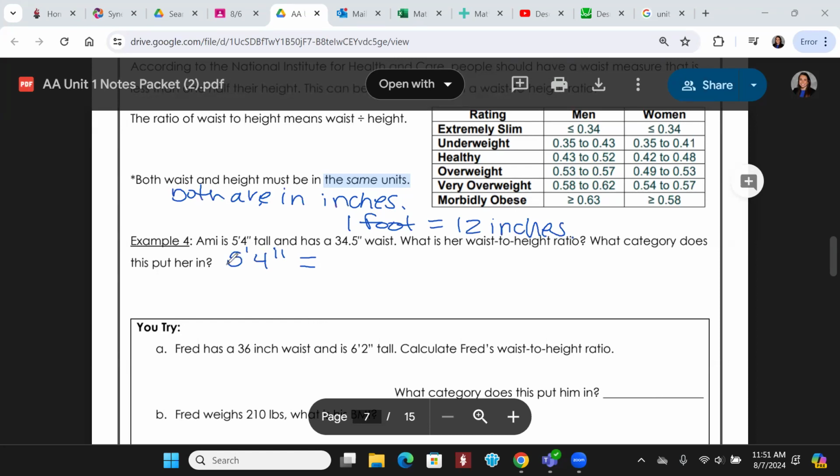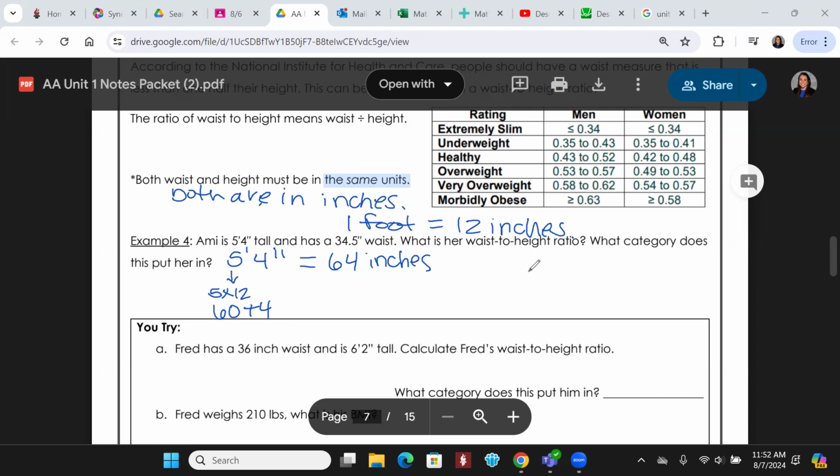Okay. So if I say 5 feet, how many inches is that total? 60. So we would do 5 times 12. That would give us 60. Plus she has this 4 inches. So that would be 64 inches is how tall she is, right?